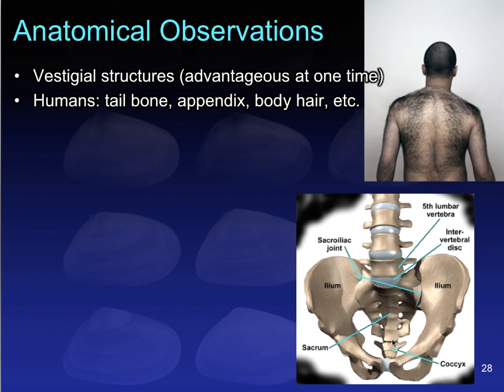And you can feel it if you use your fingers and feel right above your butt. You'll feel that little bump, and that's your tailbone. That is the point from which the tail in your ancestors would have extended. So it doesn't serve a purpose any longer, but it sticks around because there's no further advantage to losing it.